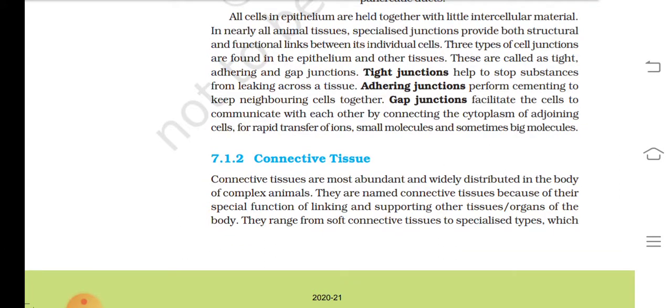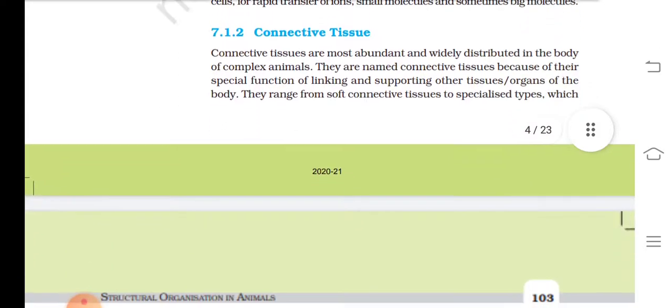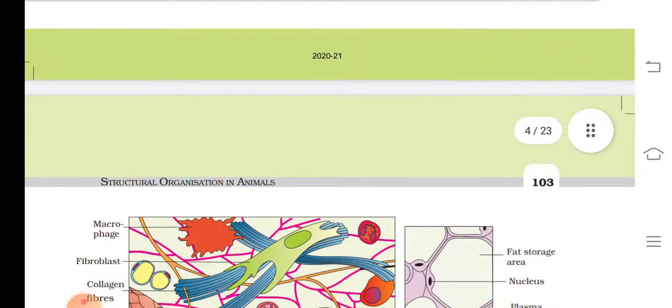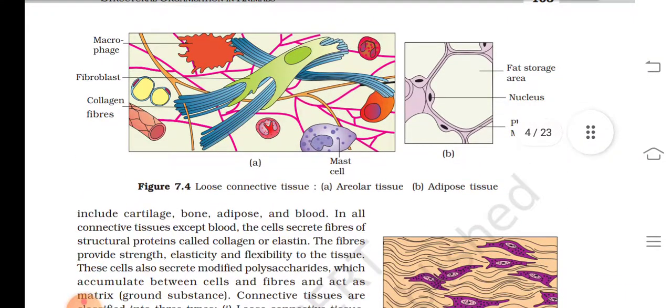7.12 Connective tissue. Connective tissues are most abundant and widely distributed in the body of complex animals. They are named connective tissue because of their special function of linking and supporting other tissues and organs of the body. They range from the soft connective tissue to specialized types which include cartilage, bone, adipose, and blood.